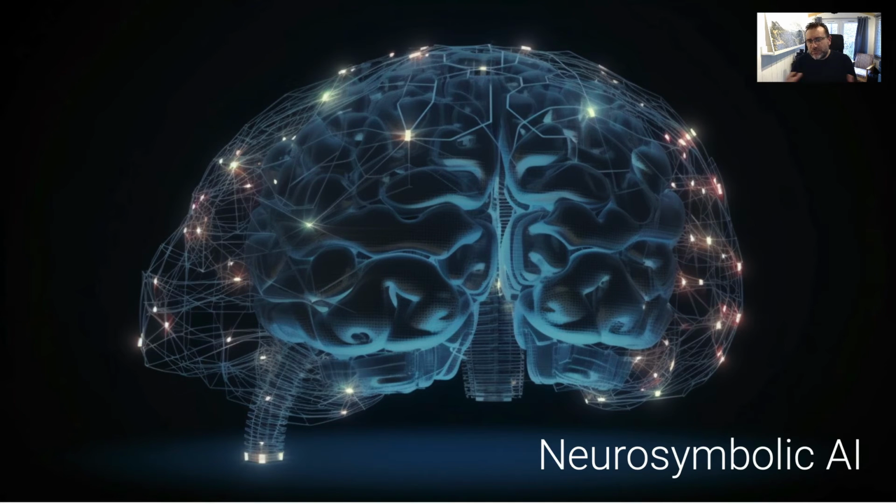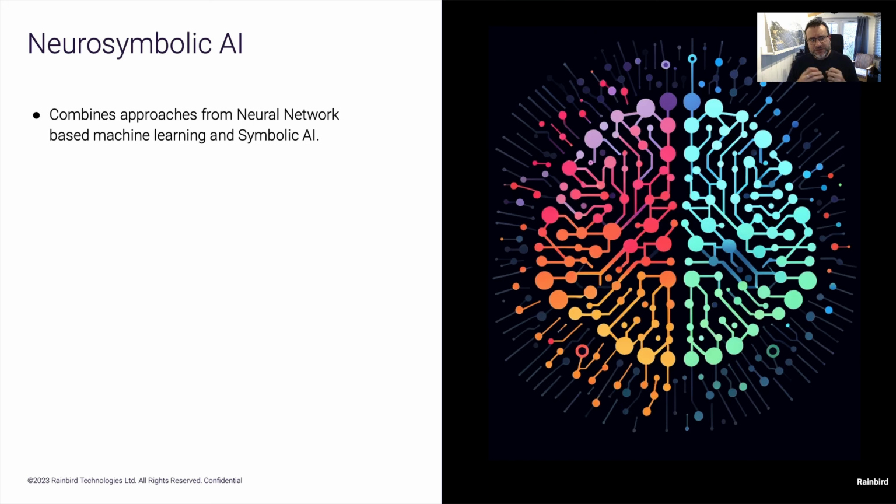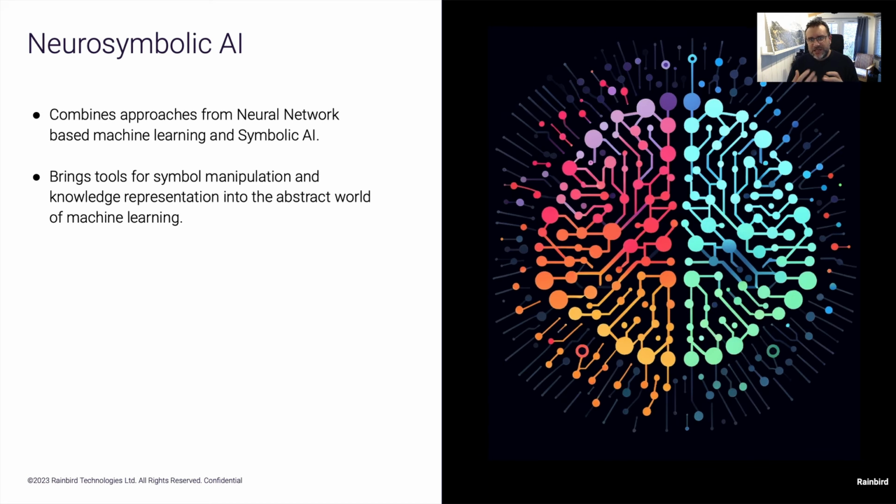Neurosymbolic AI is actually quite a broad field, and there's lots of different approaches to neurosymbolic AI. As I say, it's really about combining neural networks and symbolic AI, but it's really about bringing tools for symbol manipulation, which is really what symbolic AI is all about, manipulating symbols that describe our world, into the abstract world of machine learning. So we're taking concrete models of knowledge that we build in the symbolic domain and combining them with this kind of abstract and fuzzy experiential world of machine learning.